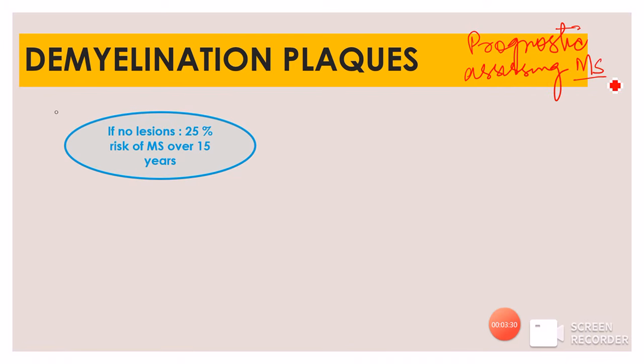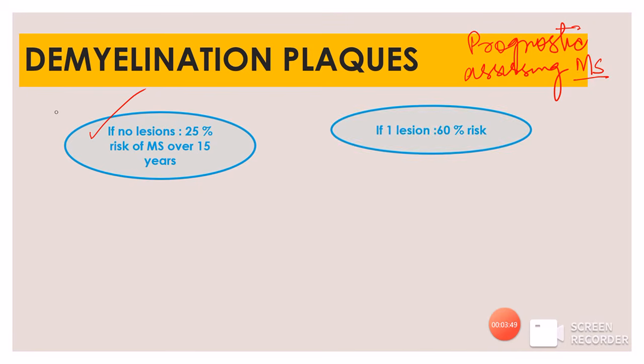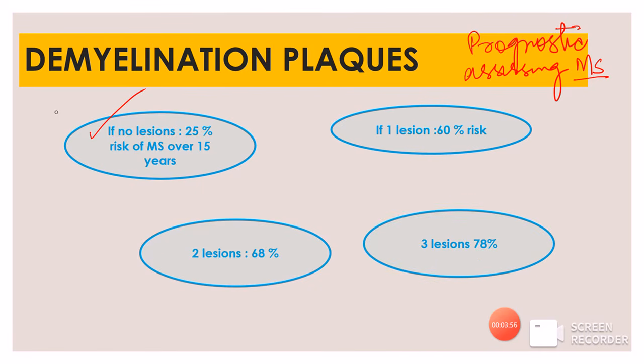Just having a demyelinating plaque on an MRI does not mean that a patient has MS, right? However, we can assess how much the risk of developing MS is. If there is no lesion present in the brain, there is a 25% risk of developing MS over 15 years. If there is only one single lesion, the risk increases to 60%. If there are 2 lesions, the risk increases to 68%, and if there are 3 lesions, the risk increases to 78%.